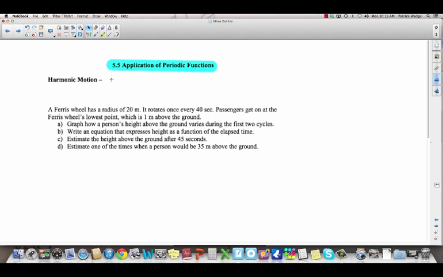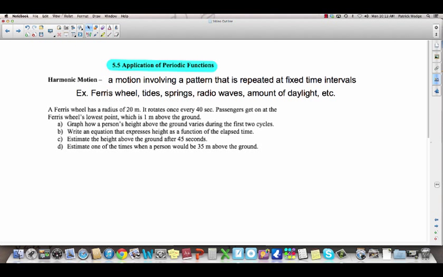It sounds beautiful. And what harmonic motion is, it's a motion involving a pattern that's repeated at fixed time intervals. So it's a motion that repeats over and over. What kind of things repeat over and over? Things like a Ferris wheel, right? You go up, you go down, you go up, you go down.